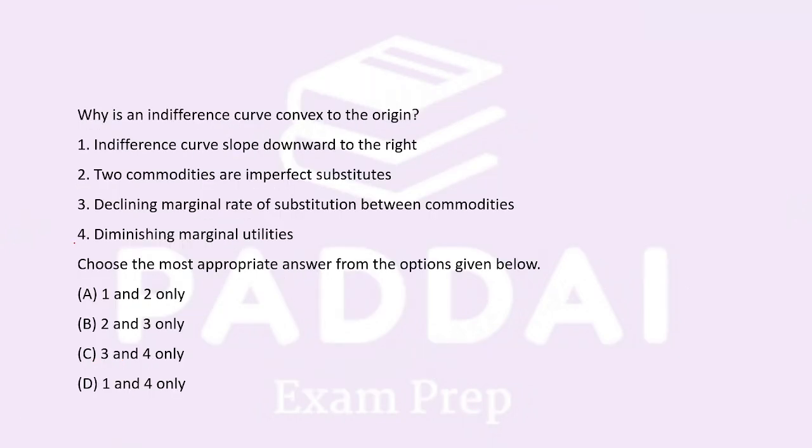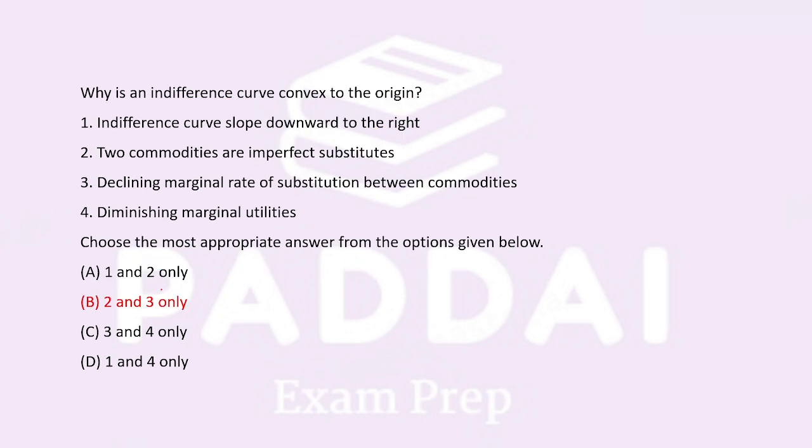So we have a question. Why is an indifference curve convex to the origin? Indifference curve slopes downward to the right. Two commodities are imperfect substitutes. Declining marginal rate of substitution between the two commodities. Diminishing marginal utilities. So what would be the correct answer for this?